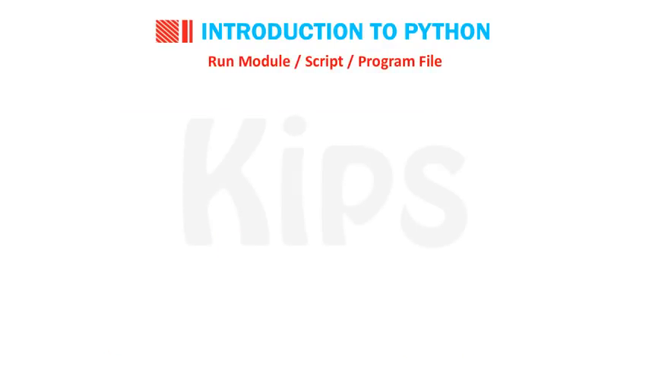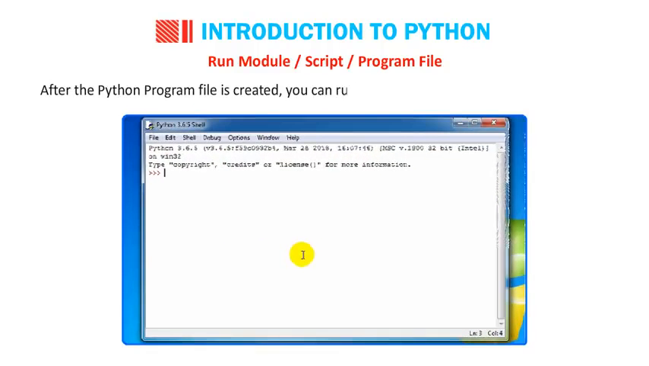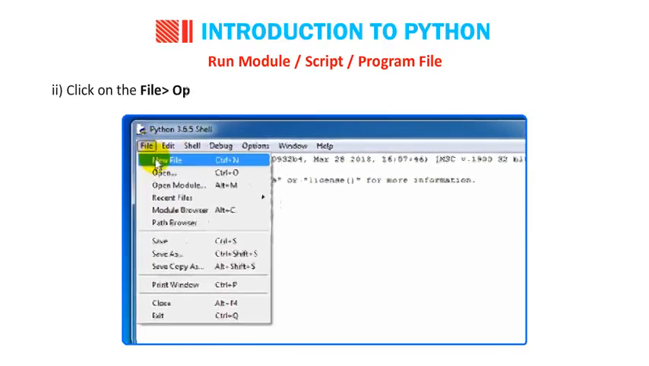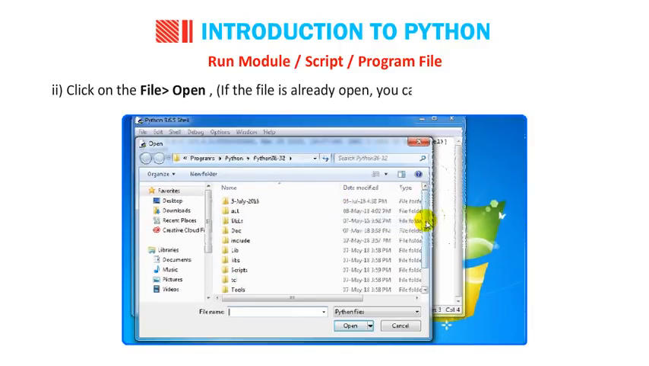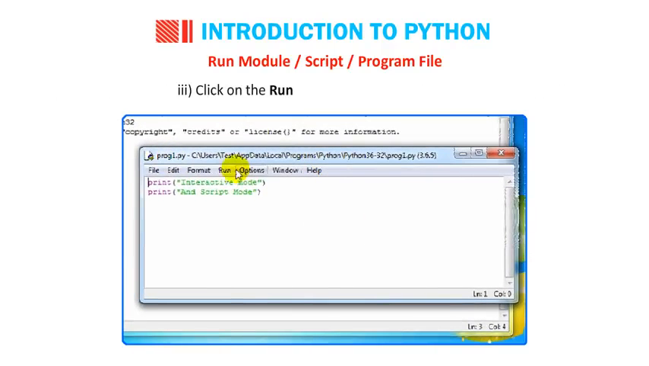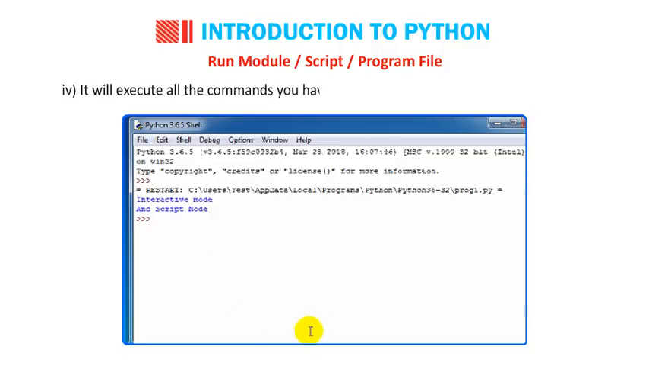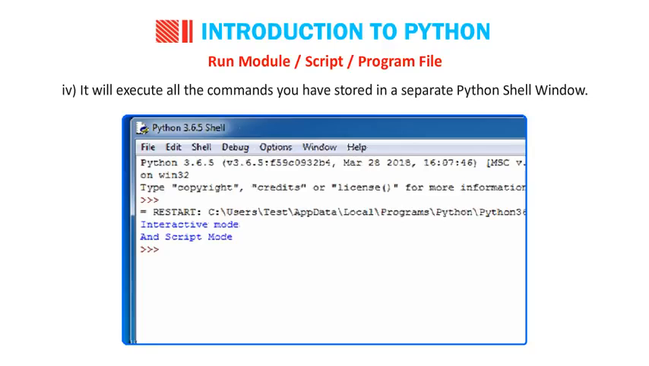Run the module, script or program file. After the Python program file is created, you can run the program by following the given steps. Number 1. Open IDLE Python Shell. Number 2. Click on File, then go to Open. If the file is already open, you can directly follow the next step. Number 3. Click on Run, then go to Run Module or press the F5 key. Number 4. It will execute all the commands you have stored in a separate Python shell window. Interactive mode and script mode.